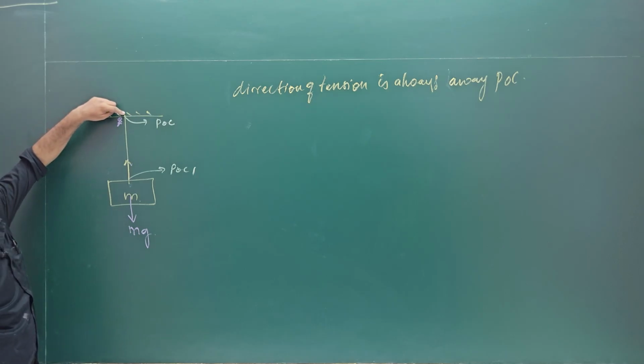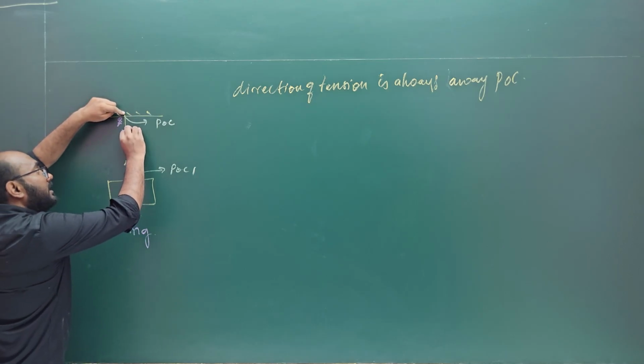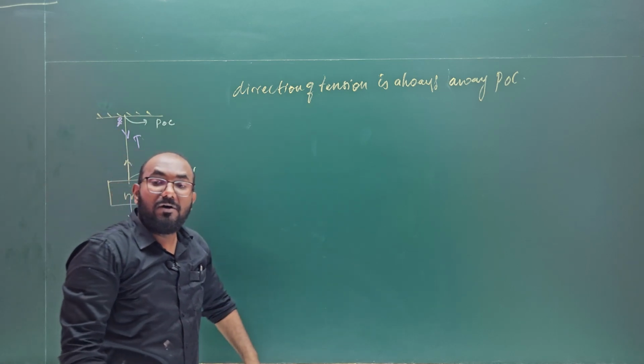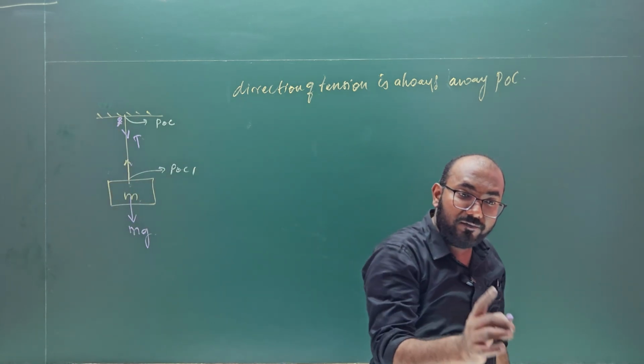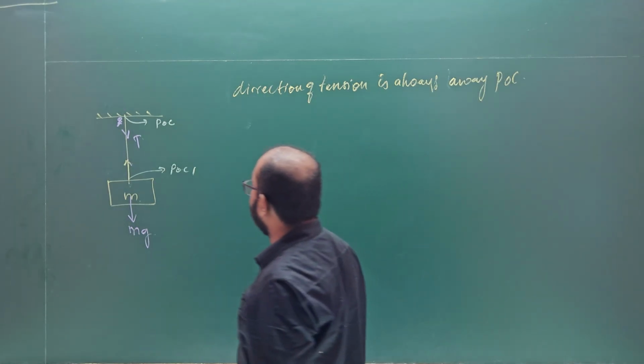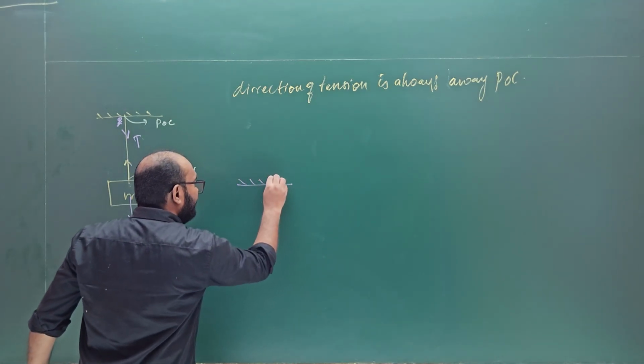This is also the point of contact, na? So this is also the direction of what? Tension. Did you understand the point? So the direction of tension is always away from the point of contact. But let us try to understand further ahead in this only.